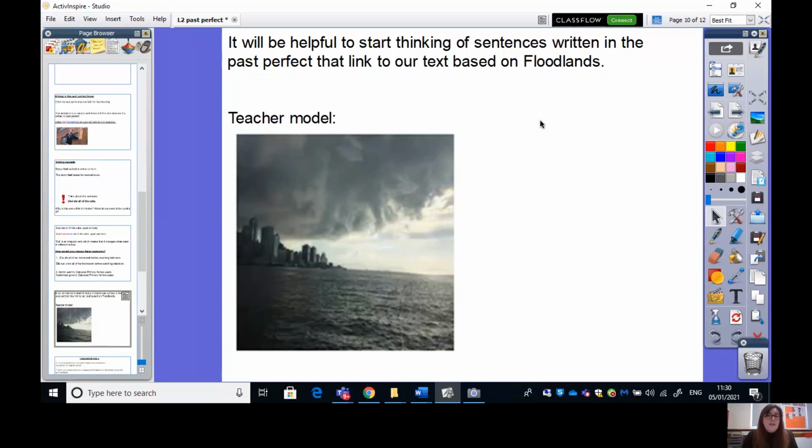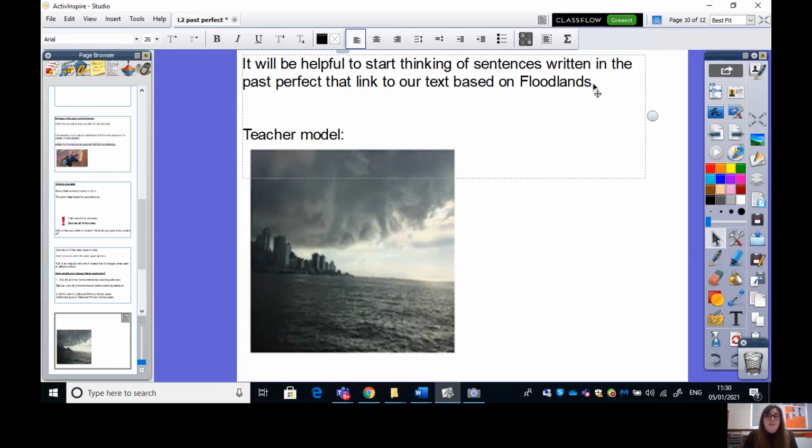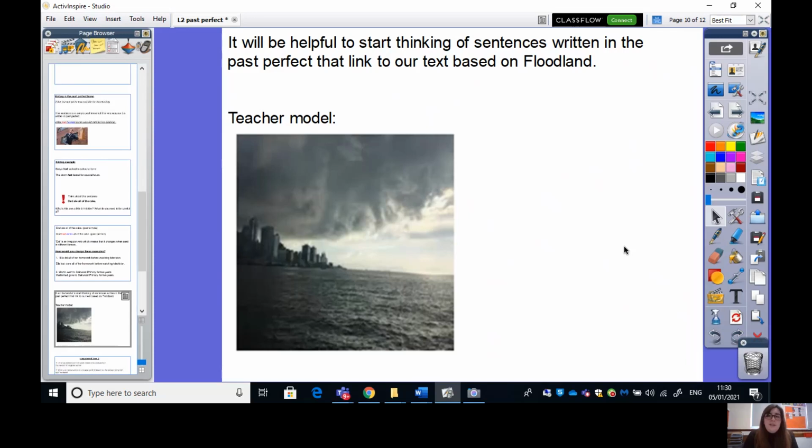So it is really helpful to start thinking of sentences written in past perfect that link to our text, based on Floodland. Sorry, I keep typing in an S at the end. Based on Floodland. So hopefully you are a little bit more acquainted with the text now. You've read a model and your class teacher should have read a chapter out to you. So you know a little bit more about the world involved. So if I was setting the scene, with a bit of foreshadowing of Zoe's dangerous voyage, I might want my paragraph to start with or have at some point stormy weather. But I want to show that maybe the stormy weather finished before something happened, so to again show that link in time.